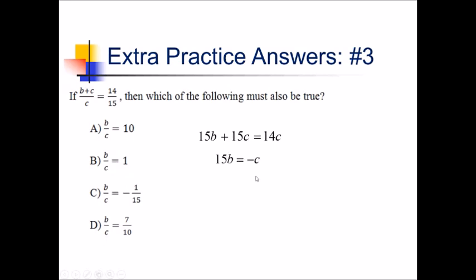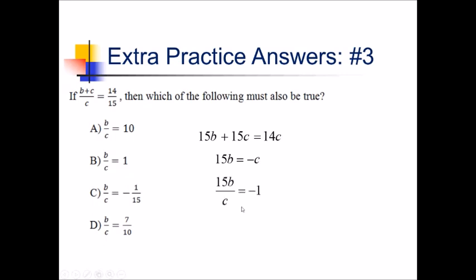And if I want to get b over c, well, it'd be helpful if I didn't have this 15 next to the b. So I'll divide both sides by 15 to get, well, actually, let me move the c over here. If I want to get b over c, I need to have b divided by c. So let me start by dividing by c. That will give me 15b over c equaling just negative 1 over there.